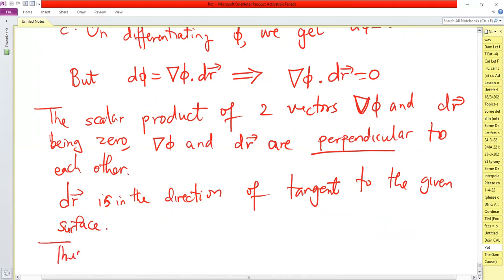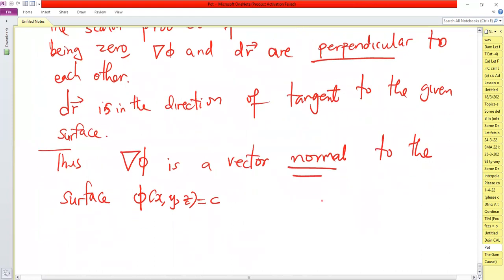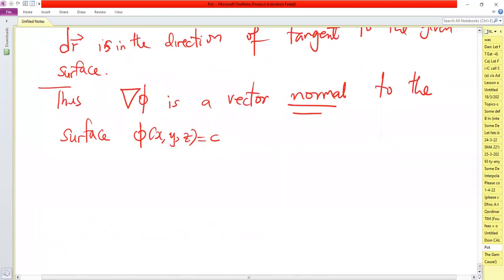Thus, gradient of phi is a vector normal to the surface phi equals c. So that we have the definition of the normal vector. And lastly, the directional derivative.